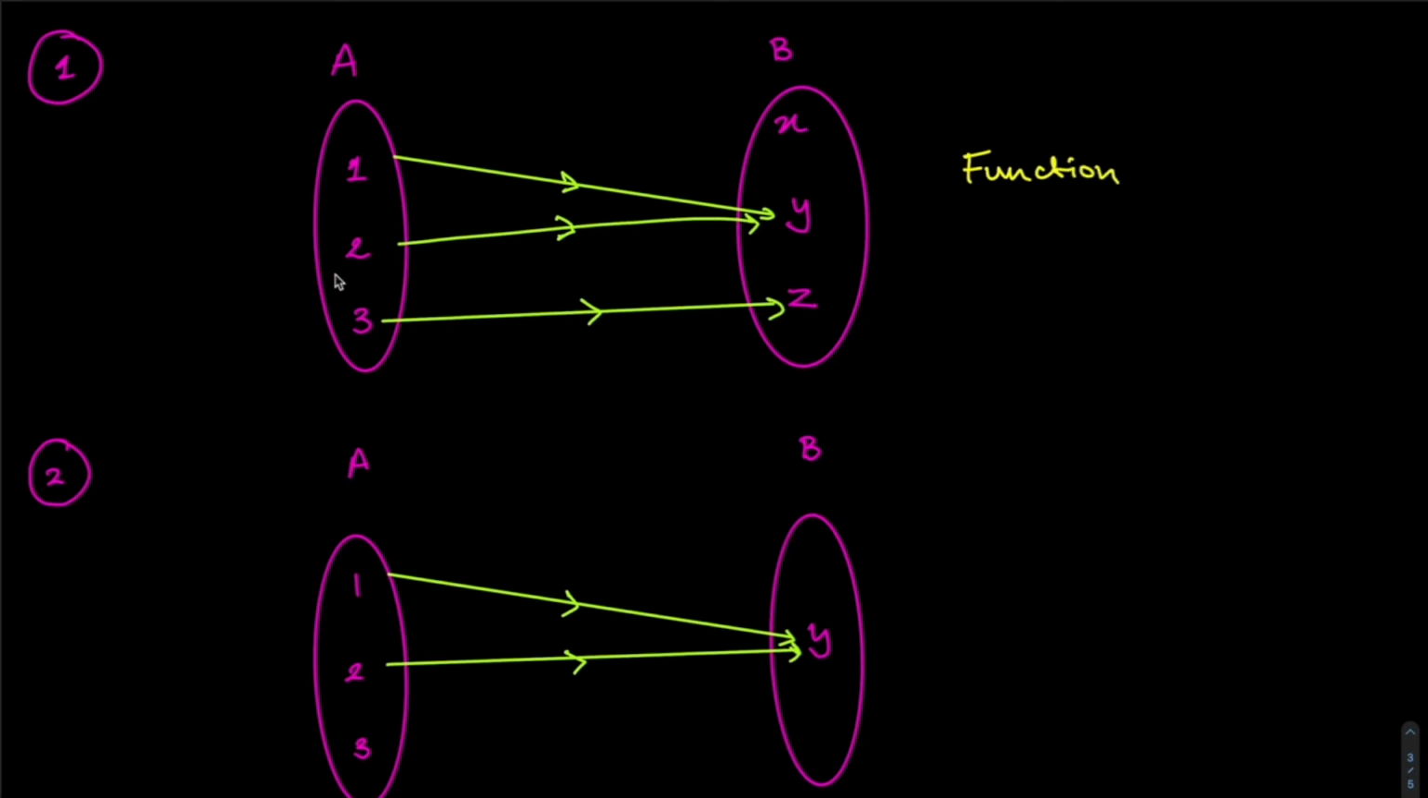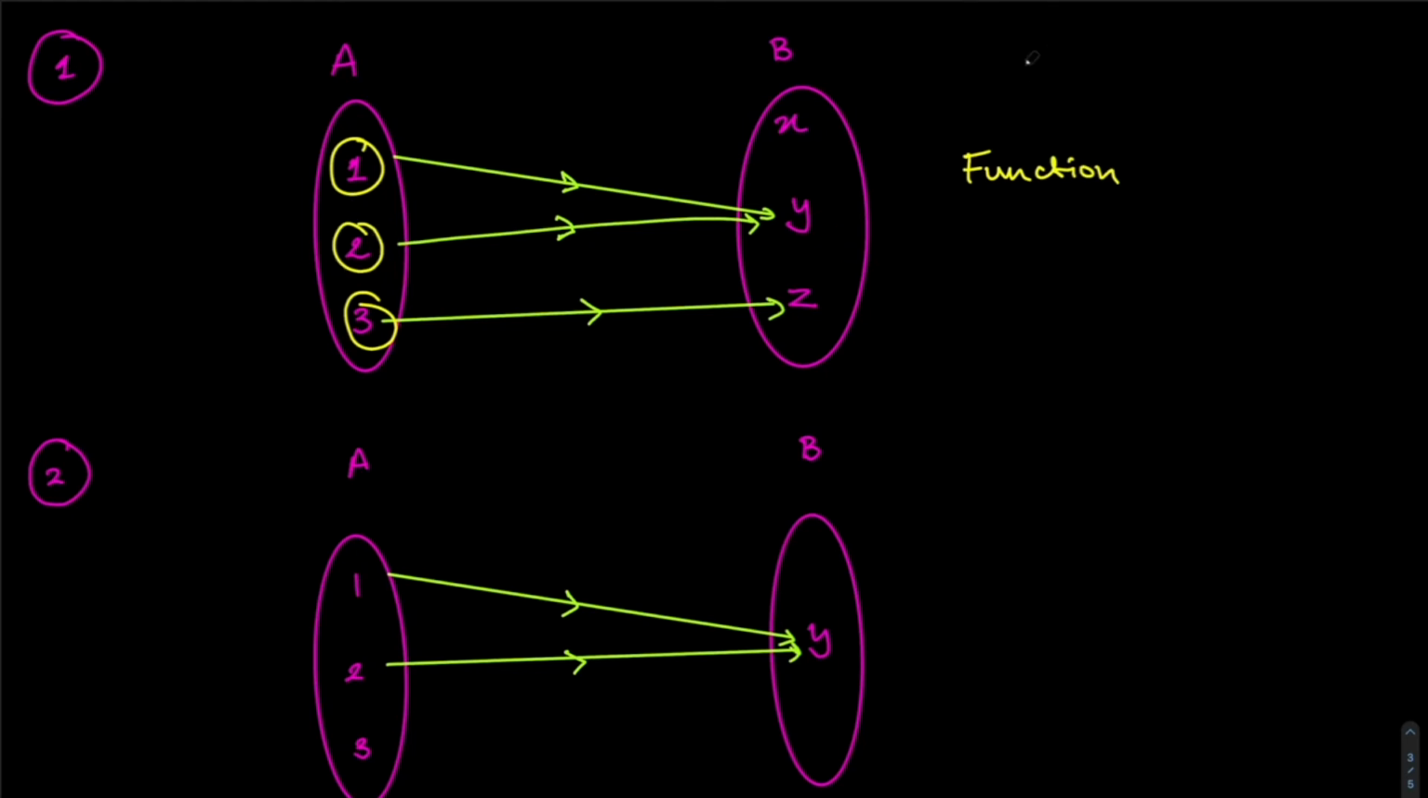So the first condition is that every element right here, 1, 2, and 3, has an output, and each input has only one output. So 1 only goes to y. It doesn't go to x or z. 2 only goes to y, right? Regardless of the fact that both correspond to y, that's okay.